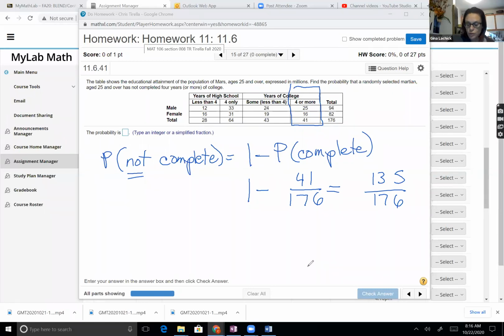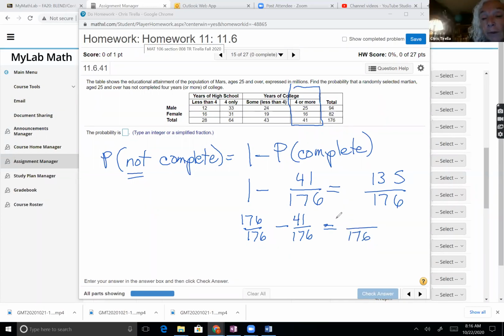So when you do that subtraction, are you subtracting the one from the whole fraction, or just the numerator or the denominator? Where did you get the 135 from? When I subtract fractions, I have to think of them having a common denominator. So in my mind, I'm seeing that as 176 over 176 minus 41 over 176. The denominator stays, and when I take 176 minus 41, I get 135.